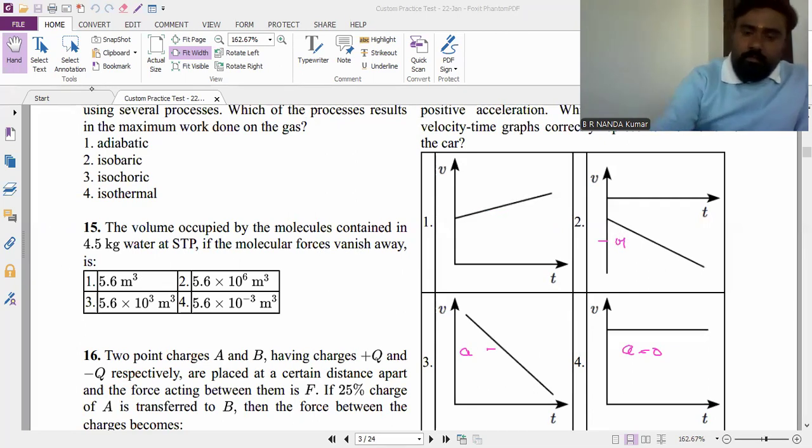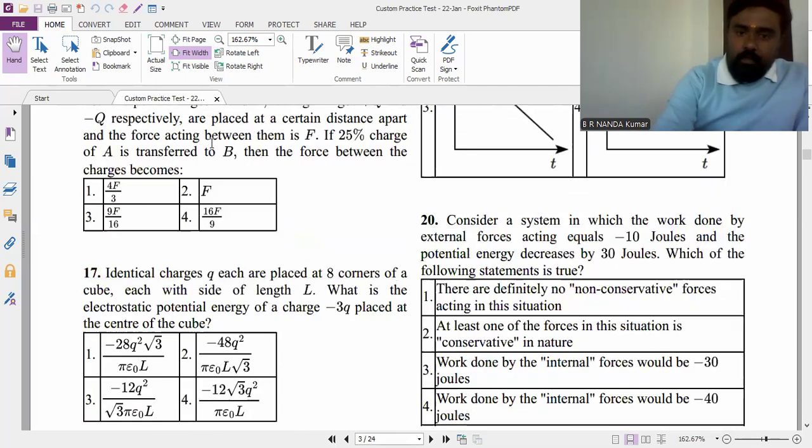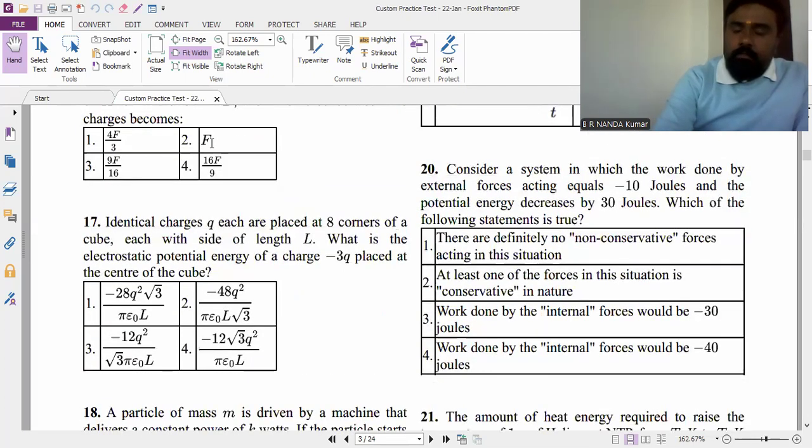So next question number 20. Consider a system in which the work done by external forces acting equals minus 10 joules and the potential energy decreases by 30 joules. Which of the following statements is true?